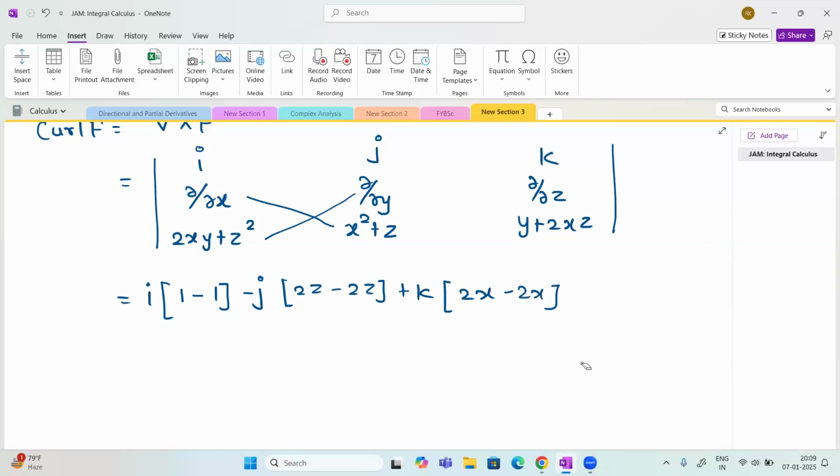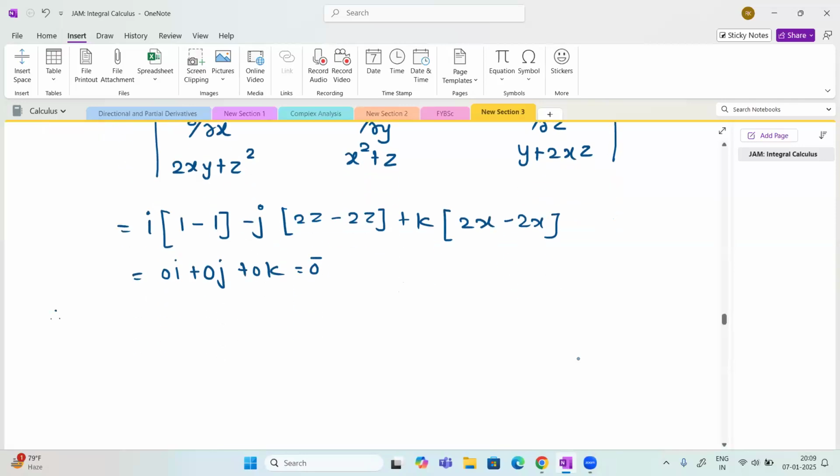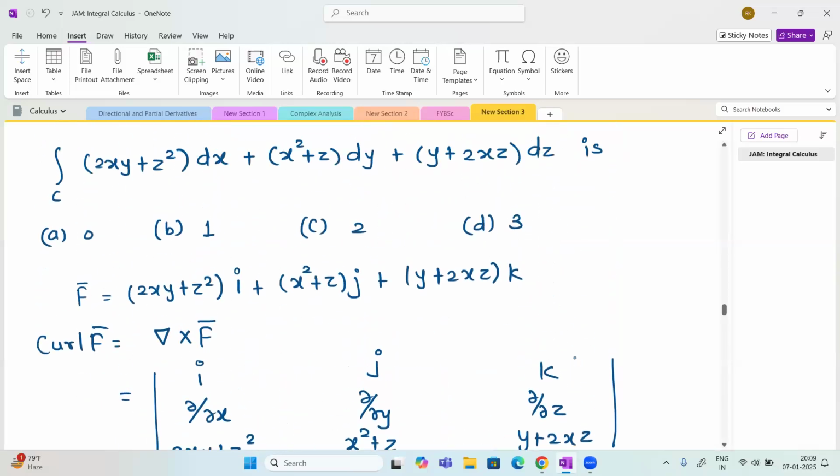So all terms will get cancelled each other, no? Yes. 0i, 0j, 0k. Am I right? Yes, sir. So we get 0 bar. So the curl of f bar is 0. So that's why we say f bar is conservative, right? So we proved that the field is conservative, right?